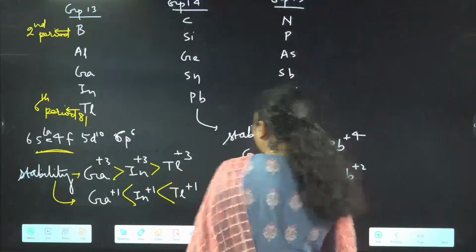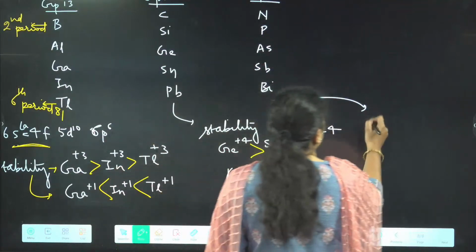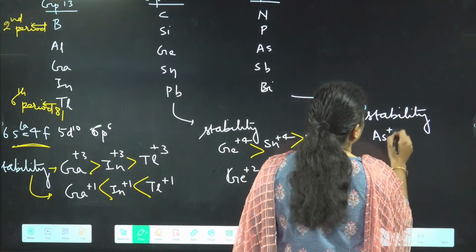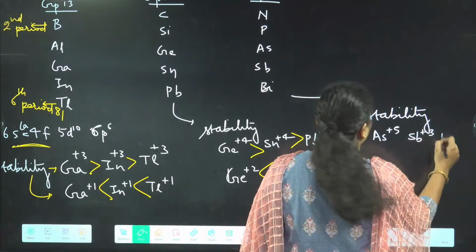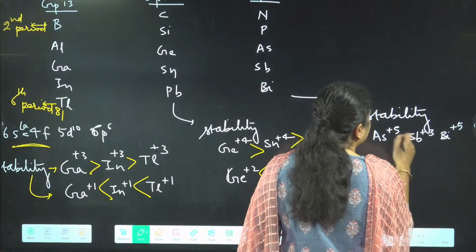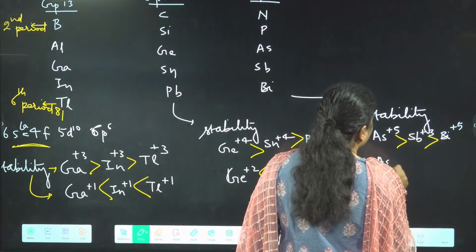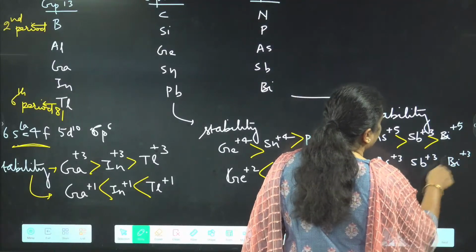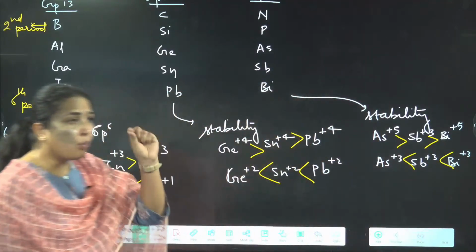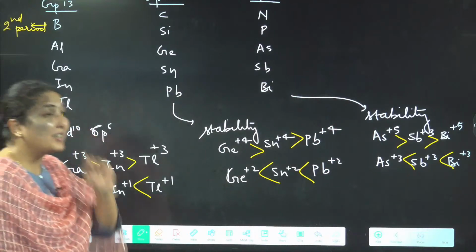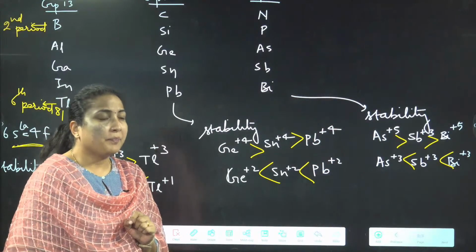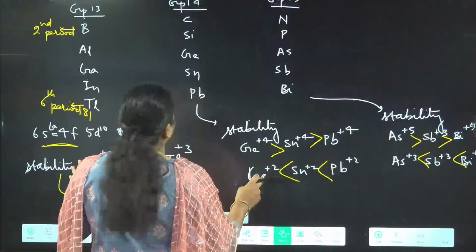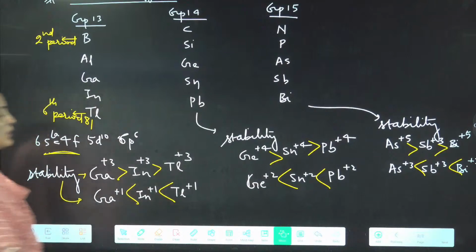Now if I see the similar thing for this also, stability here for +5 decreases down the group. As +5, you are having Sb +5, you are having Bi +5. Like this, stability decreases. And the stability of the lower oxidation state, just the difference of 2, that increases. Right? So this lower oxidation state stability is increasing. That's what is the inert pair effect. And let us try to understand that with the help of thallium. So you first write this down and then we'll proceed further.